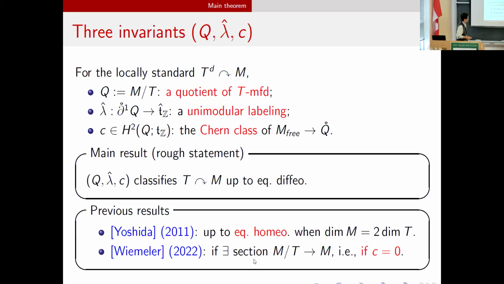But he gives an example under the assumption that there is a section from the orbit space to the M. So in this case, its principal orbit becomes a trivial bundle. So the final Chern class is trivial in this case. So he classifies equivariant diffeomorphism in these cases. And in this paper, he introduced a local standard action as the previous definitions. Okay, so this is our main result.